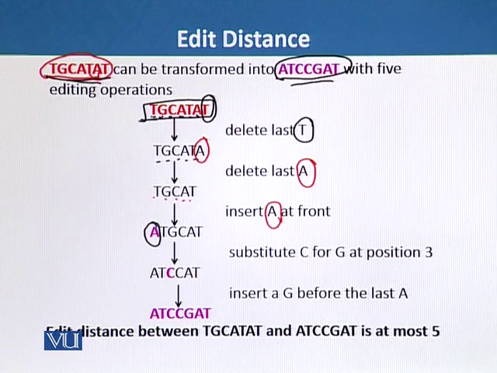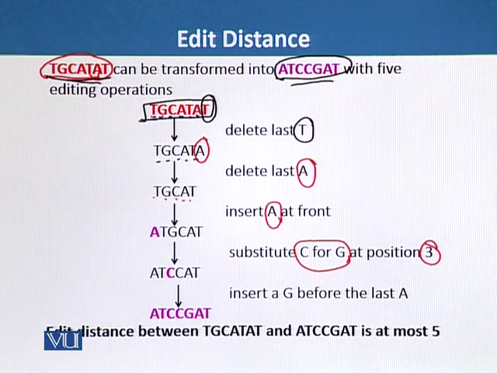In the fourth step, we will substitute C for G. Where there is a G, we will substitute it with C at position number 3. Position number 3 is 1, 2 and 3. So this is position 3 and there is a G here. We will substitute it with C. So we will add C here.